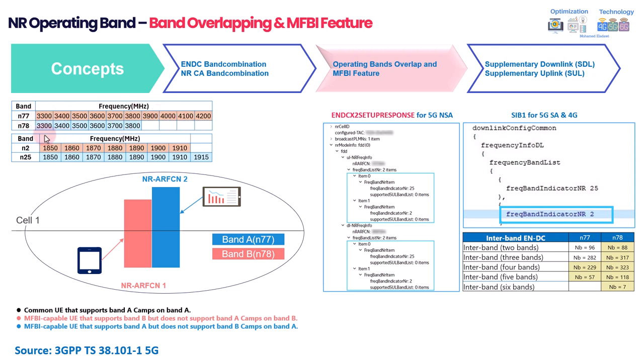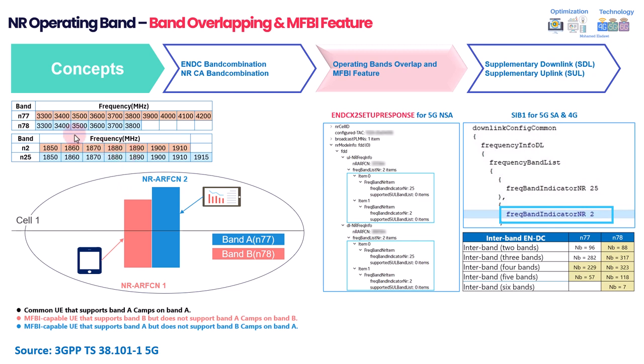But in some cases, as shown here, for example, N77 from 3300 to 3800 overlaps with N78 within the same range. Same for N2 from 1850 to 1910, overlapping with N25. So this means if, for example, in your current network you have 3200 to 3400, you can configure this particular frequency spectrum as N77 or N78. So what is the trick or the way around here?